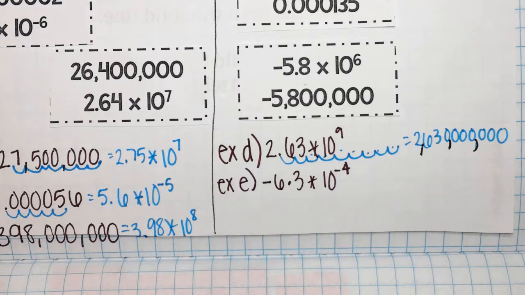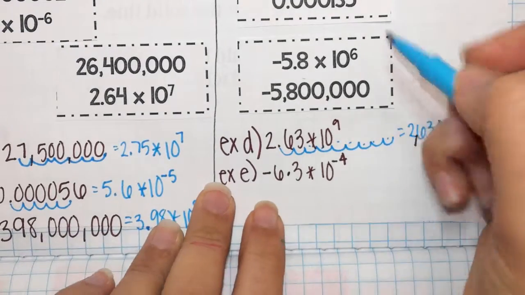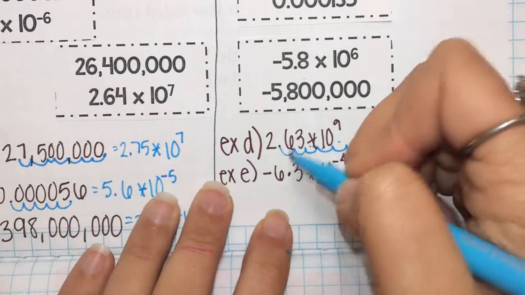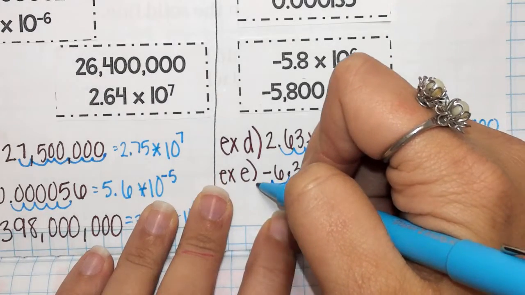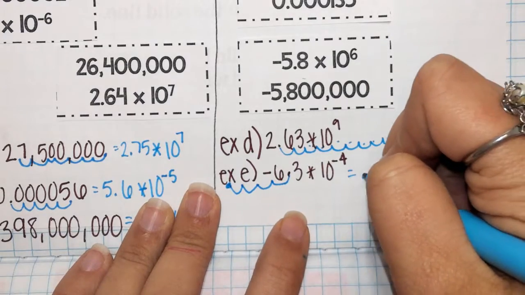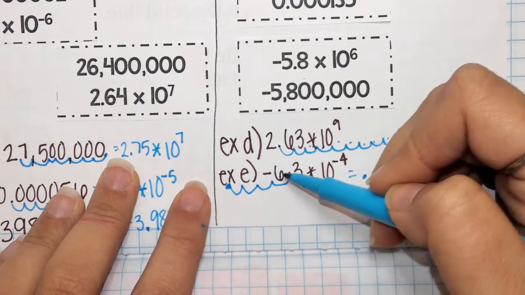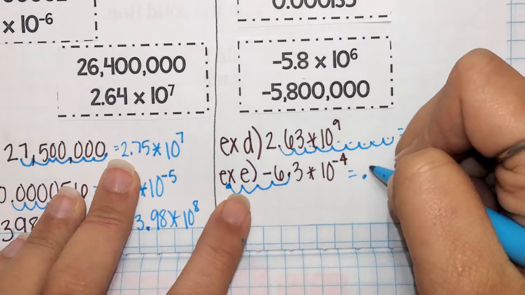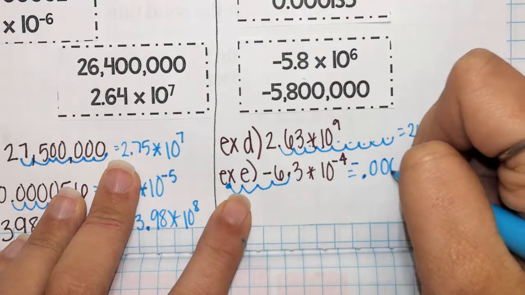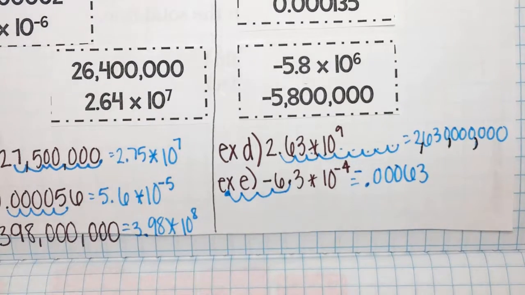Yes, ma'am. Alright, am I going to move the decimal to the left or to the right? To the left, because it says negative exponents, move decimal to the left. And how many places? 4. So, 1, 2, 3, 4. So how many zeros am I going to have? 3. So negative 0.00063.